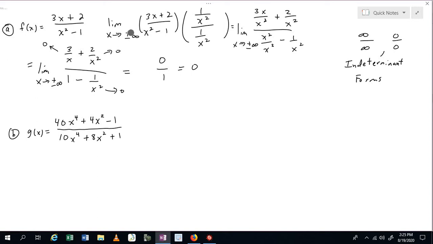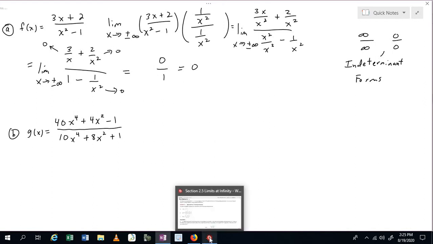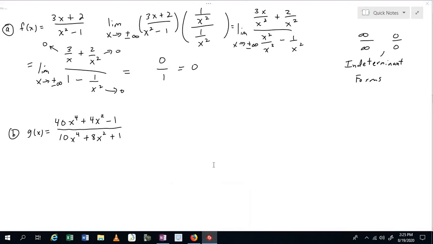So one way of writing this is just to do it all at once and say plus or minus infinity. So as x heads towards plus or minus infinity, this limit is 0 in either case. Okay, so that's the end behavior on both sides. Towards the right and the left, the y value is heading towards 0 for this function.